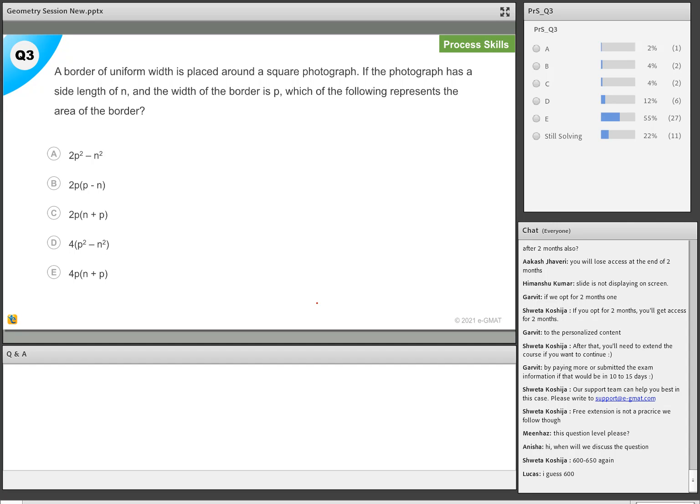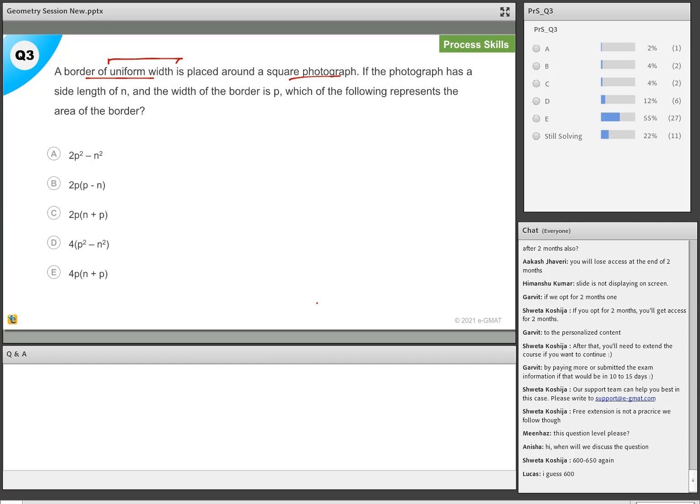Okay, now what do I have in this question? I have a square photograph, right? And around that photograph, I have a border of uniform width. This is so very important for this question, right? So I have a border of uniform width. If the photograph has a side length of n, and the width of the border is equal to P, which of the following represents the area of the border? That's the question that we have at hand, right?